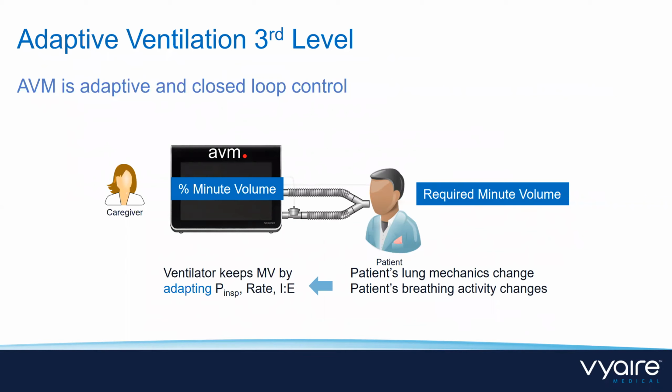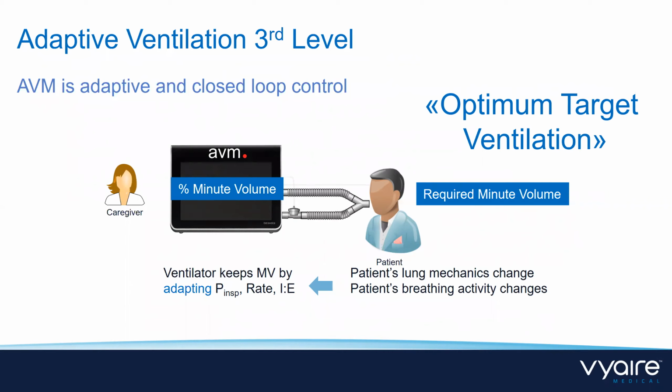So we're not adjusting this ourselves anymore. This is done by the ventilator. The one thing we have to observe and watch out for, and also compare with the CO2 level of the patient, is the minute volume. And in comparison to the second level, this is not adaptive target anymore. This is optimum target ventilation, because the ventilator is always looking for the optimum to achieve the set minute volume.